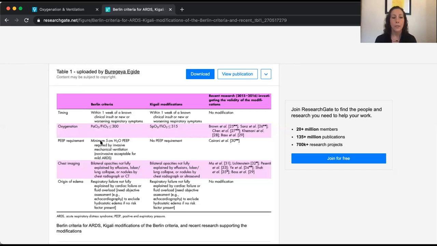When the Berlin criteria measures the P to F ratio, that arterial blood gas must be drawn on a patient that has at least 5 centimeters of water of PEEP or CPAP added. And for the Kigali modification, that's not necessary. And the rest of it is mostly the same. Bilateral opacities, okay, seen on chest radiograph or CT. And the Kigali modification says chest radiograph or ultrasound. So if you don't have CAT scans, you can use ultrasound or chest x-ray.